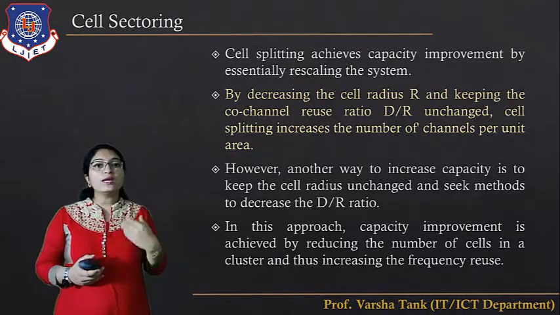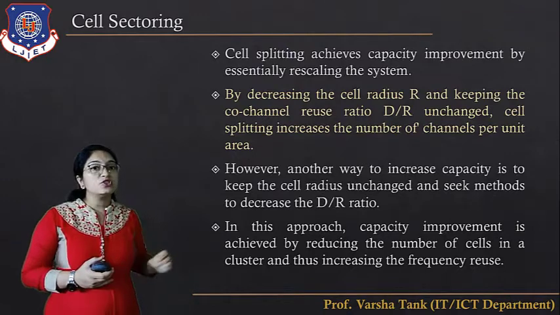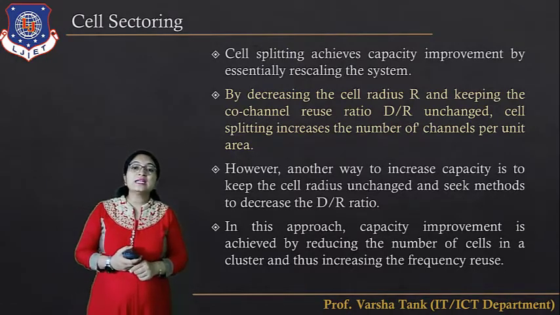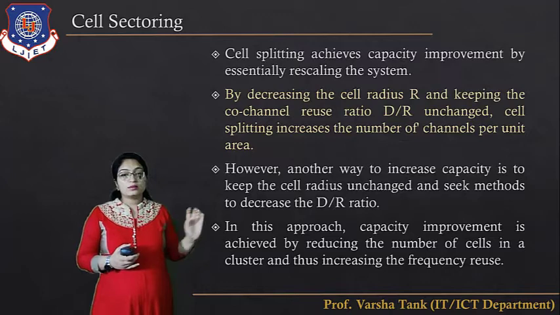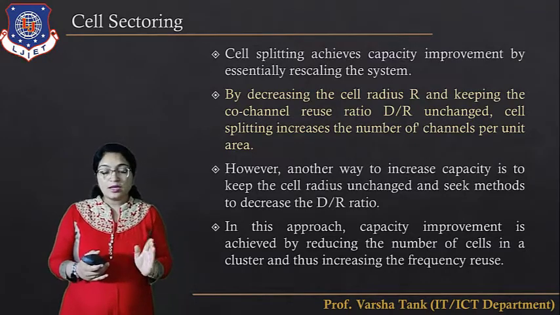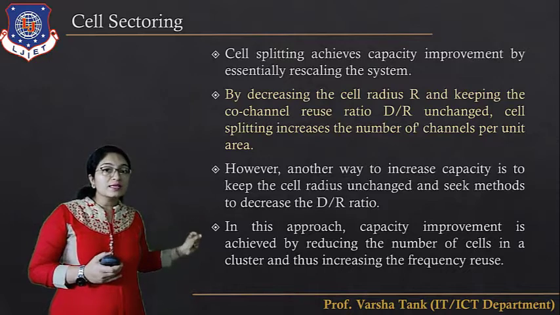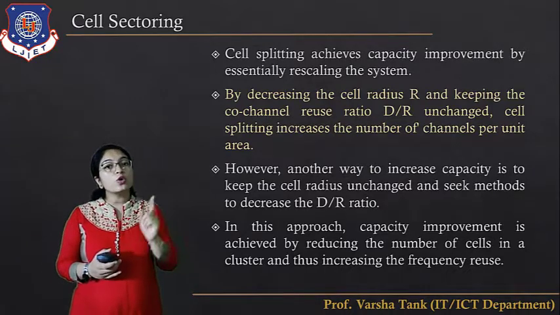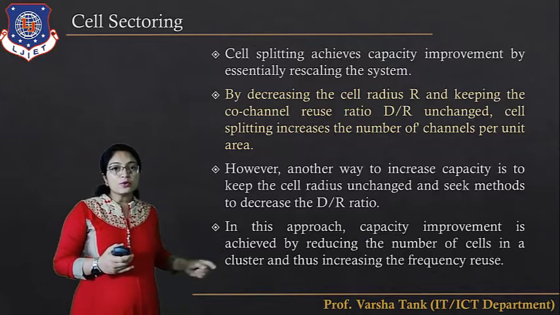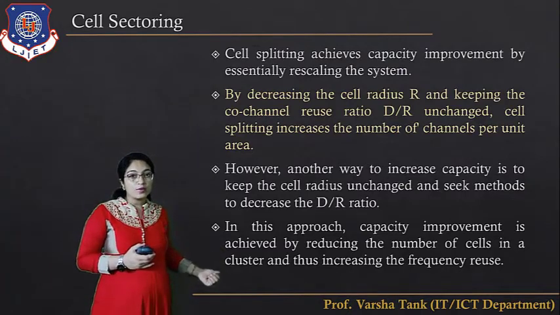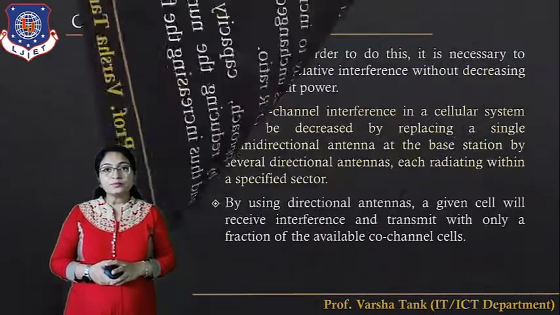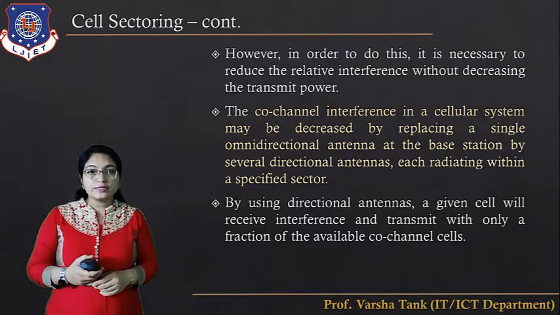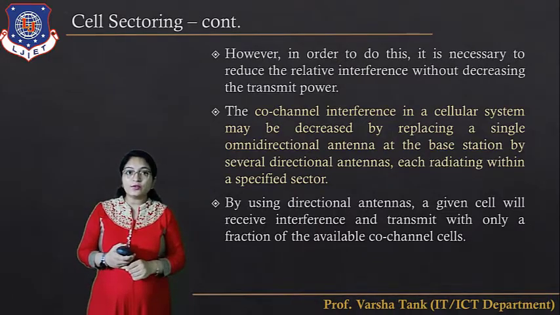However, another way to increase the capacity is to keep the cell radius unchanged and decrease the D by R ratio. So here what will happen? We are defining the radius as a constant. We are not changing the radius, but we are decreasing the D by R ratio. That means we are decreasing the co-channel interference ratio. So in this approach, capacity improvement is achieved by reducing the number of cells in the cluster and thus increasing the frequency reuse. However, in order to do this, it is necessary to reduce the relative interference without decreasing the transmitting power.